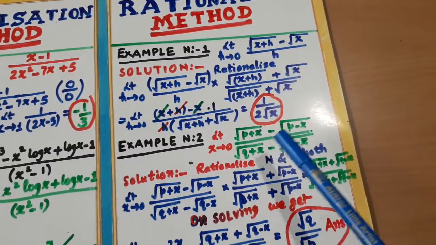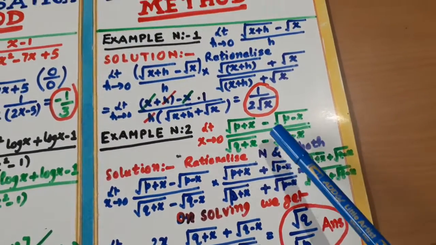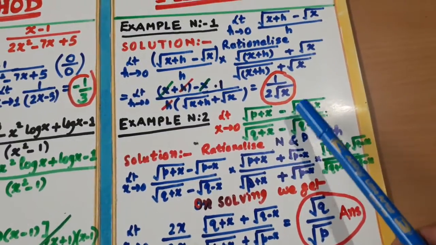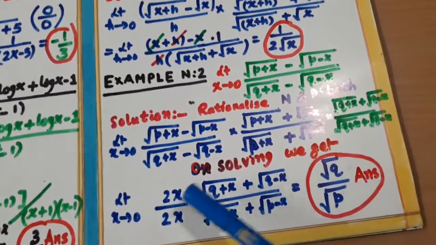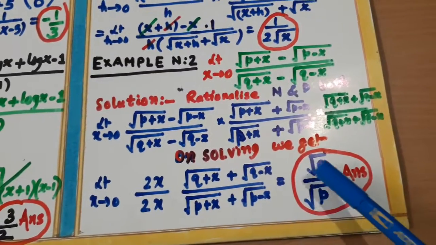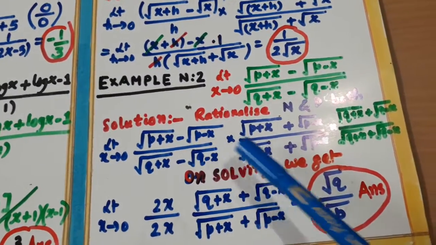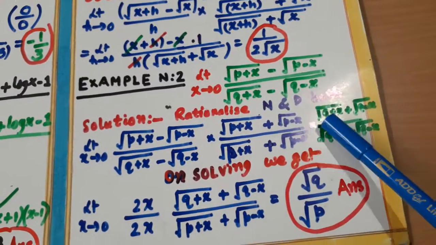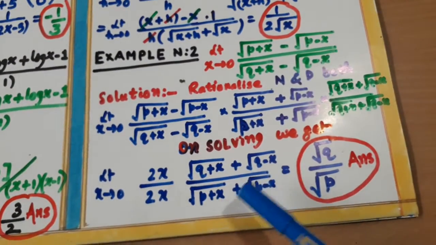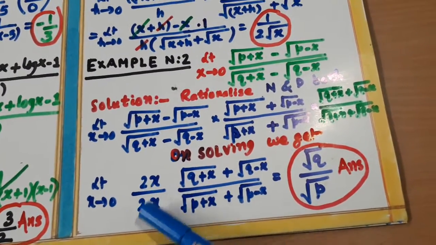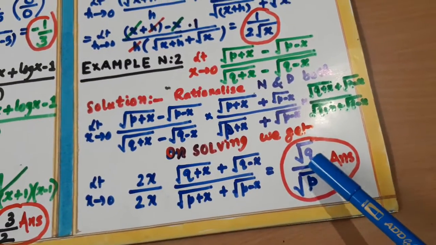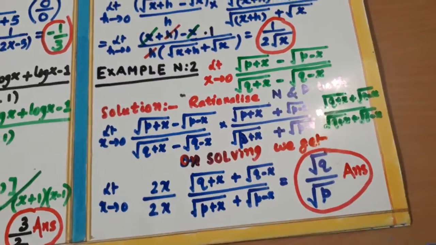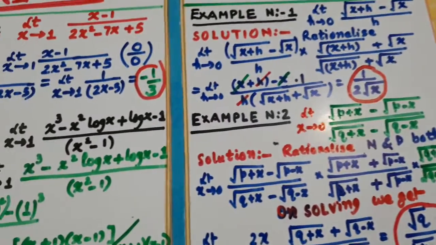Now let us go to this. In this case, rationalize the numerator as well as the denominator, and then you put x equal to 0. Look here, I have rationalized this also and this also. On rationalization, this is cancelled, and now you put x equal to 0, you will get root q over root p. So these were the two methods.